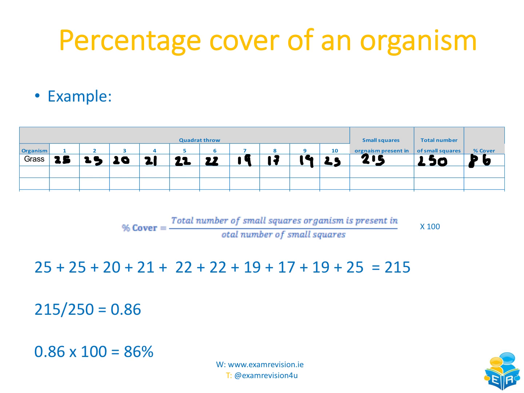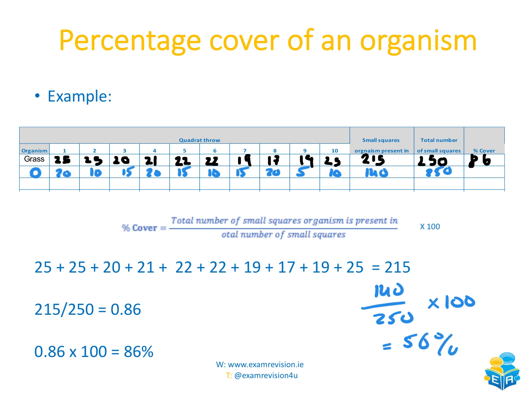Let's say, for example, we had a daisy. We'll throw in some numbers here. This is the number of small squares it was present in. So we add up all those: 30, 45, 65, 80, 90, 110, 125, 130, so it's present in 140 small squares out of 250. So we'd have 140 out of 250 times that by 100, and we will get 56%. So 56% of the habitat was covered in daisies.